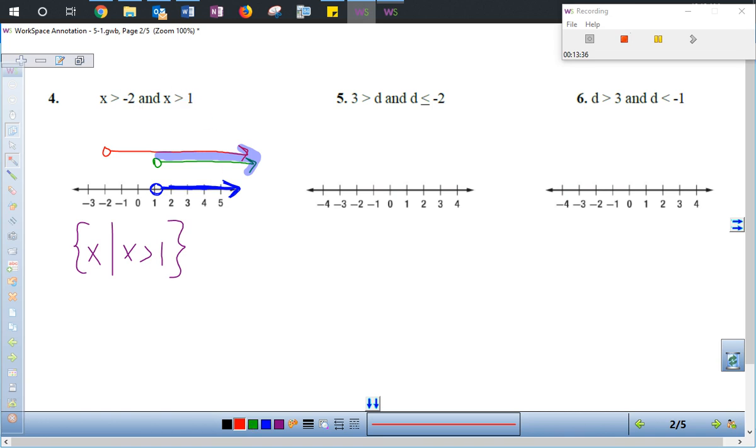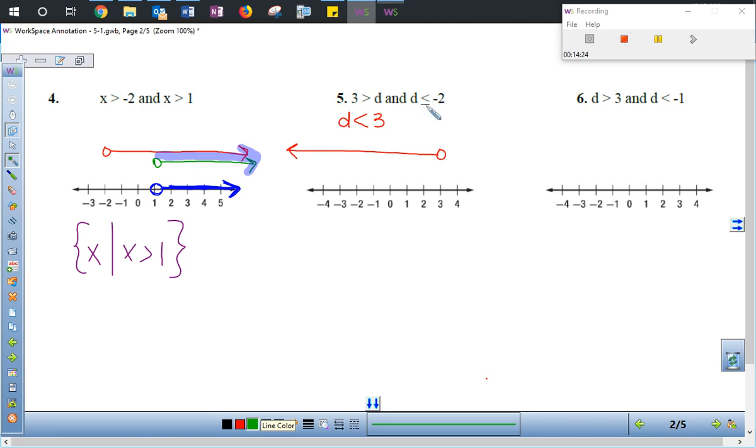On number 5, 3 is greater than d and d is less than or equal to -2. This doesn't work because I need the variable first. So we're going to come first and say d and 3, switch those spots. Notice the symbol is pointing towards the d, so the symbol still needs to be pointing towards the d. So 3 is greater than d is really d is less than 3. So let's graph our helper graph. D is less than 3 is an open dot over 3 with an arrow going to the left.